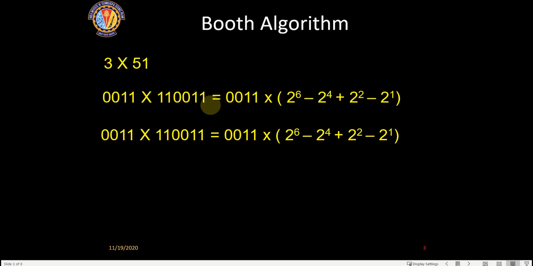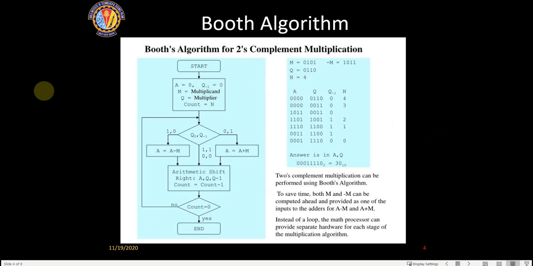You keep seeing from left to right, or you can move from the back also. Whenever there is a 0 to 1 transition, you add, and when there is a 1 to 0 transition, you subtract. So this is the algorithm basically, it works. This is Booth's algorithm, it works exactly on this philosophy.